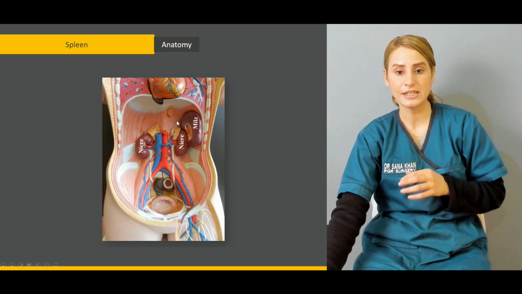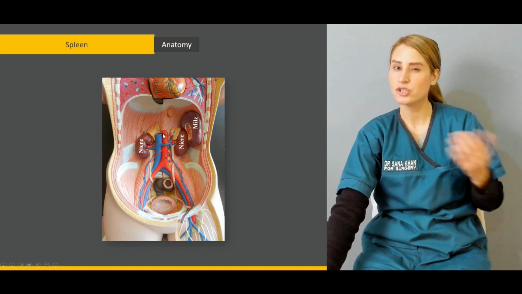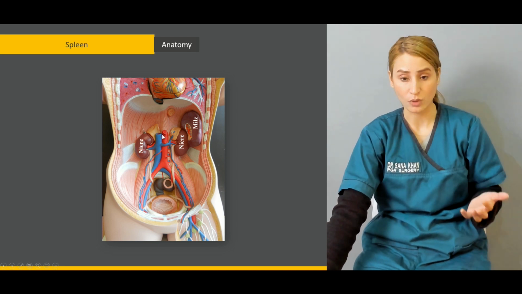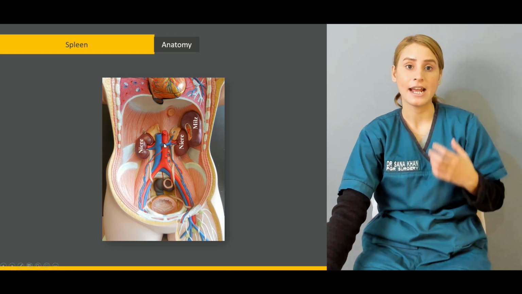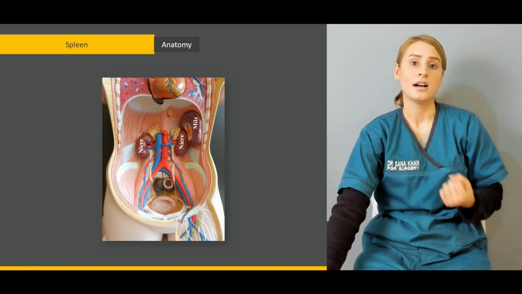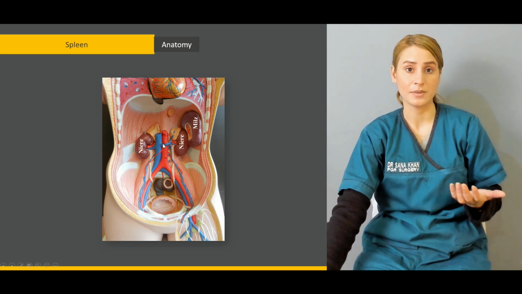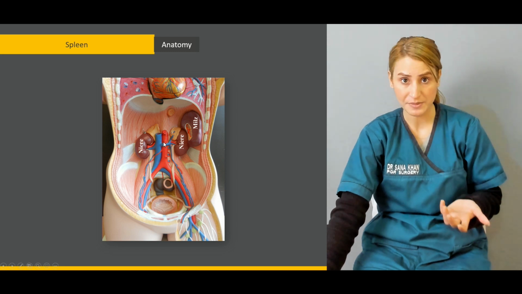You can also see here in the diagram, this is the location of the celiac artery, and usually it arises at the level of the T12 vertebra. And then at the level of the L1 vertebra, you have another important vessel coming from the abdominal aorta, which is called the superior mesenteric artery.